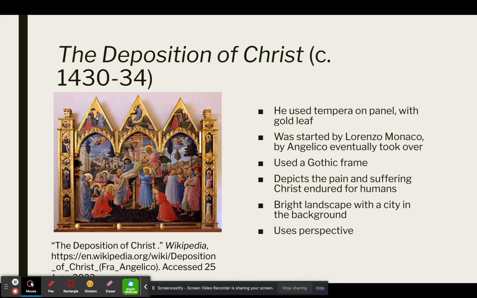He also used a Gothic frame, which we can see by the angles and the triangles in the frame. This artwork depicts the pain and suffering Christ endured for humans. We can see his lifeless body being held up, with Mary presumably praying for him in the corner. He uses a bright landscape with a city in the background and successfully uses perspective to give the viewer a sense of space between the background city and Christ in the middle.